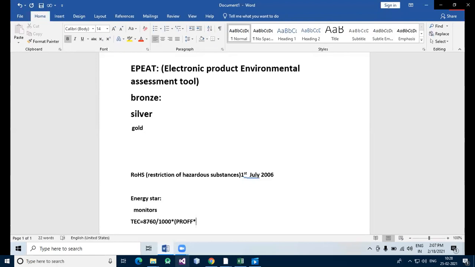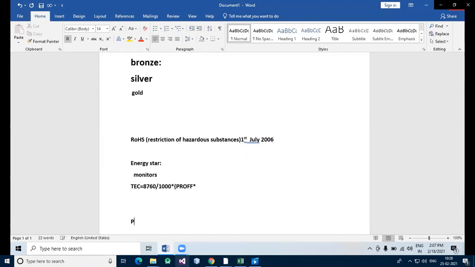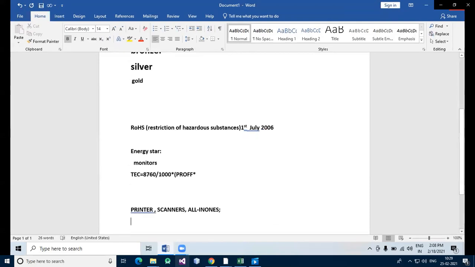Now printers, scanners and all-in-ones. It is recommended to use Energy Star rated peripherals such as printers, scanners and all-in-one devices, like computers and monitors. These devices don't cost any more than non-certified models, but they do use less energy.